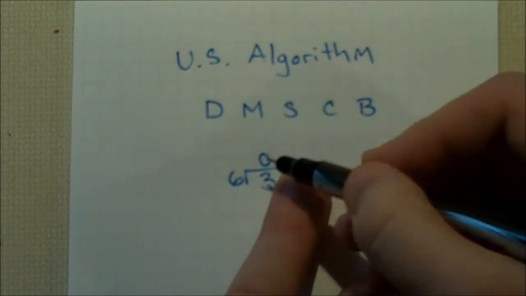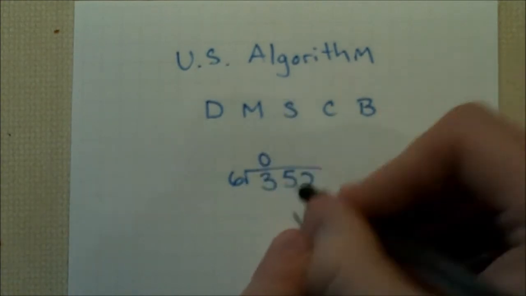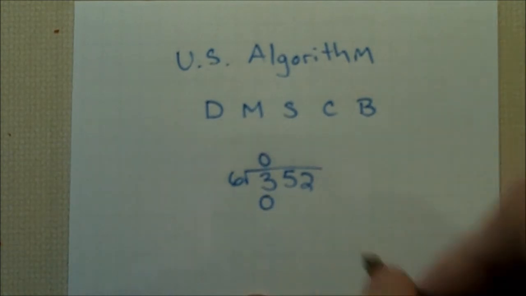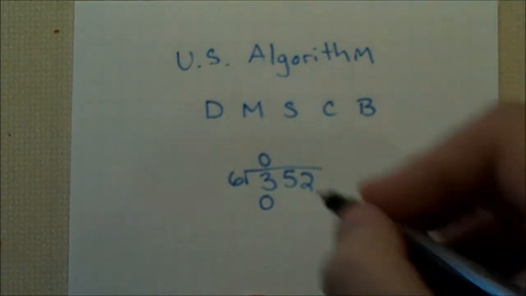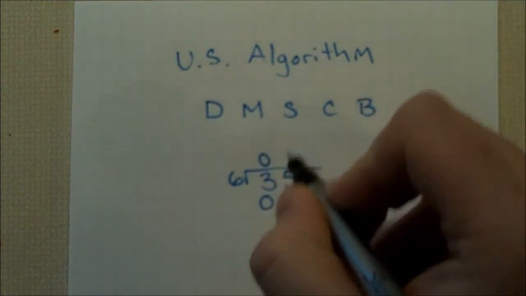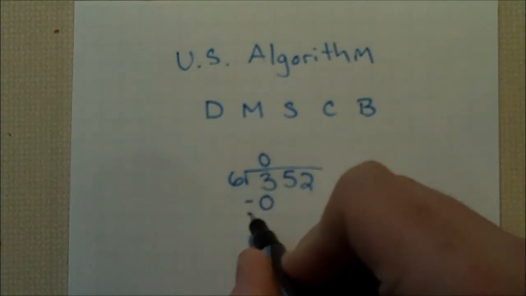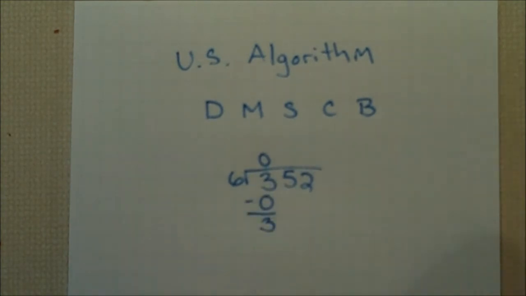Now let's multiply, our next step. 0 times 6 is 0. Put that right below the digit that we're looking at. Our next step is to subtract. 3 minus 0 is 3.